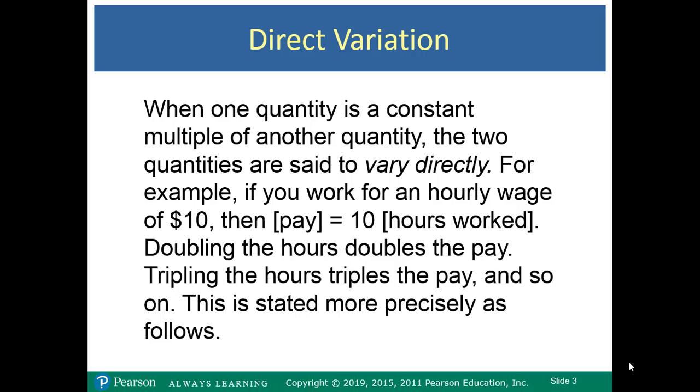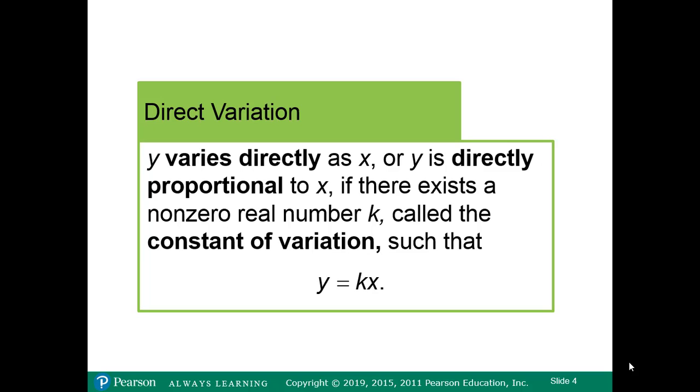When one quantity is a constant multiple of another quantity, the two quantities are said to vary directly with each other. For example, if you work an hourly wage of $10 per hour, then the pay equals 10 times the hours worked. So doubling the hours doubles the pay, tripling the hours triples the pay, and so on. This is stated more precisely as the following formula.